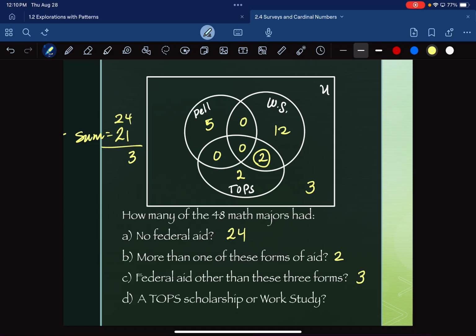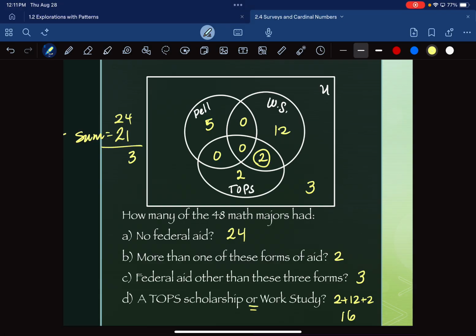Okay, no problem. And then how many had TOPS scholarship or work study? So what happens when we have the word or? Yeah, we're combining pieces together, right? So which pieces are we combining with this question of the or here? The 2 and the 12 and another 2. We actually have to combine everything that's in work study, which is the 12 and the 2, and then everything in the TOPS, which would be 2 more here at the bottom. So what's 12, 2, and 2? 16. So there are 16 who had TOPS scholarship or work study.